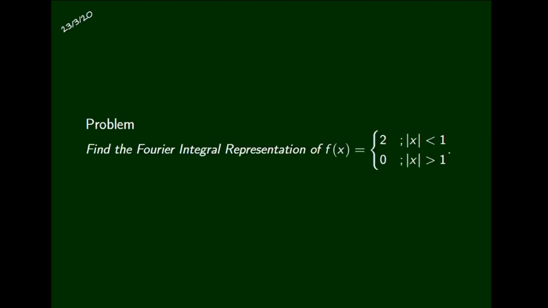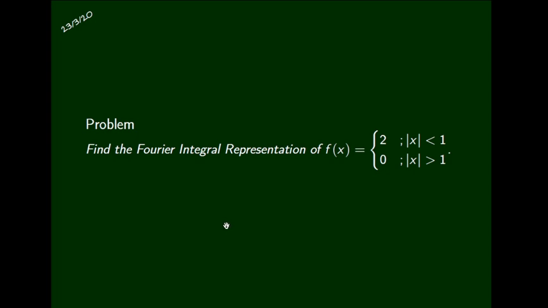Another problem is to find the Fourier integral representation of f of x. It has two values, 2 when mod x less than 1, 0 when mod x greater than 1. Here also it is a Fourier integral representation. You should start with the Fourier integral representation formula. f of x equal to integral 0 to infinity a of omega cos omega x plus b of omega sin omega x d omega. Then a of omega and b of omega are integrals.